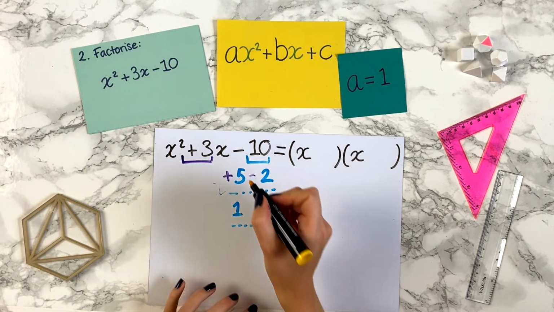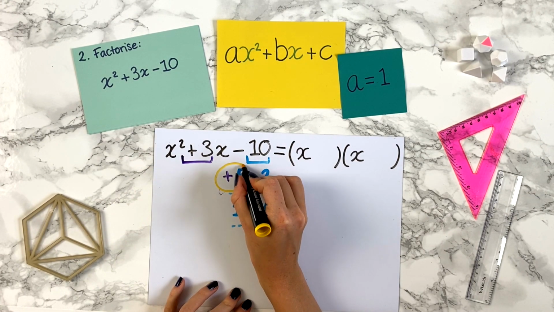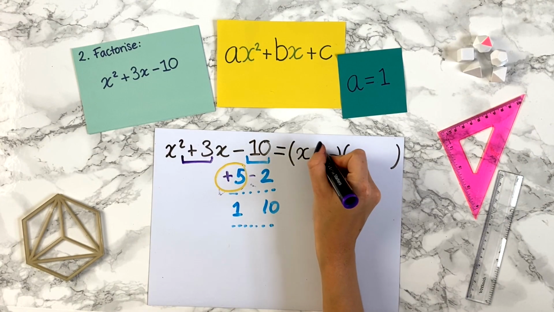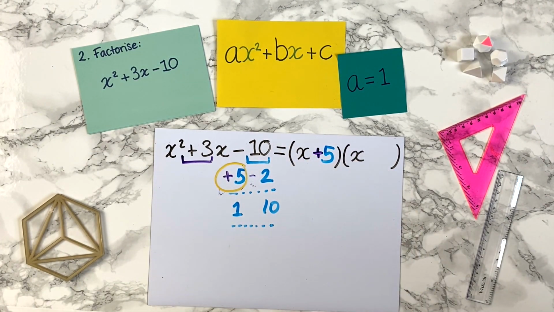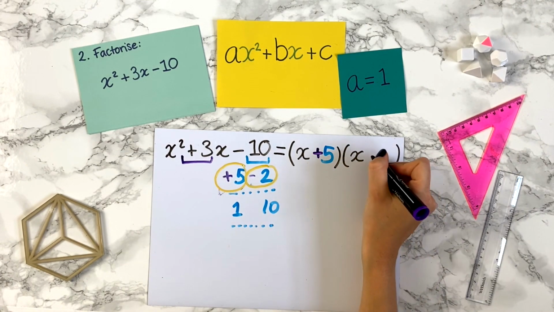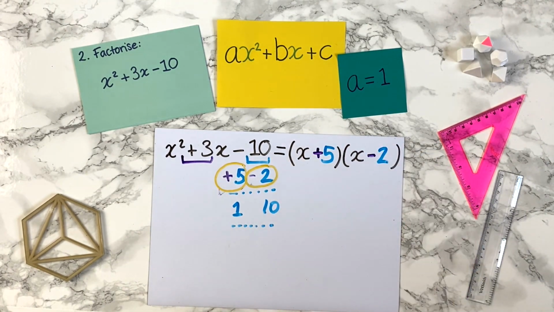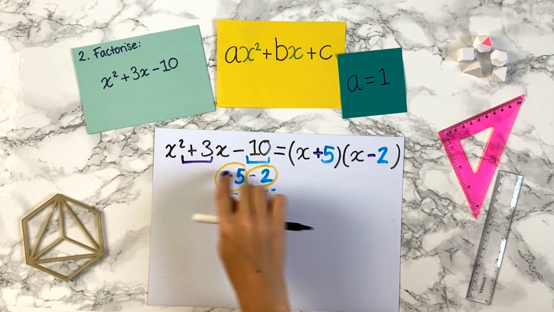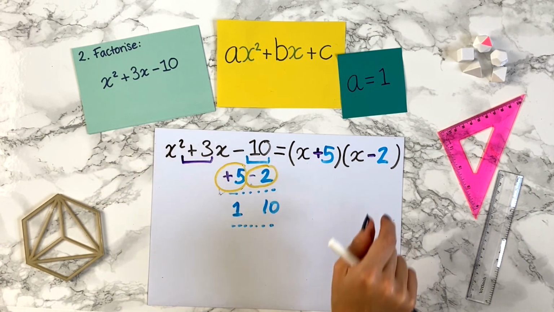So now we take this first term and we write it in the bracket here. So we have plus 5 over here, and then we put the second term, our minus 2, in the next bracket. So we have minus 2 over here. Okay, so that's our answer. That is this expression factorised. We've put this expression in brackets.